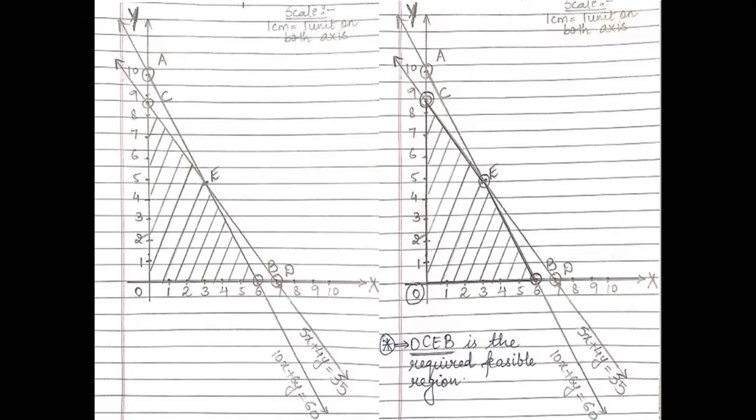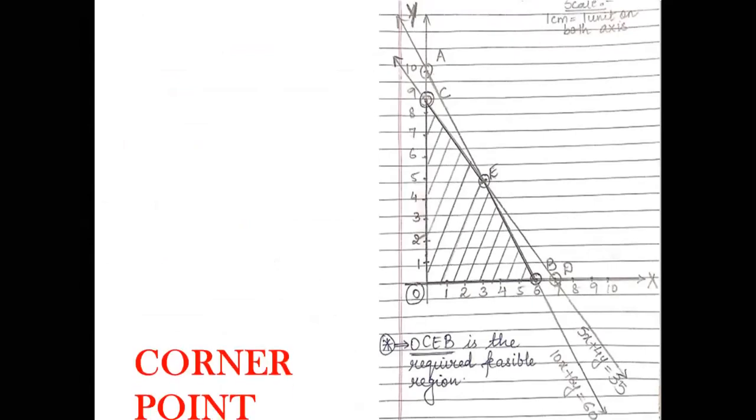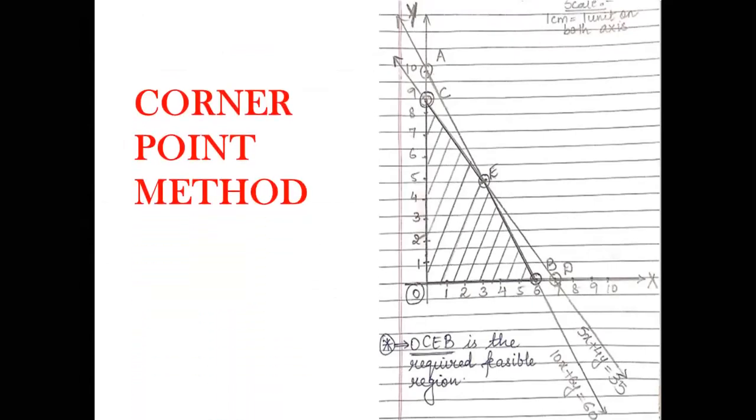But in order to find the solution, it will be too many points to be plotted. So we take a shortcut method, and that shortcut method is called the corner points. That is why class, I have highlighted the 4 points like this. So that was O, C, E and B. And I've written OCEB is the required feasible region. And as we have taken only the corner points of the shaded region, this particular method is called the corner point method.